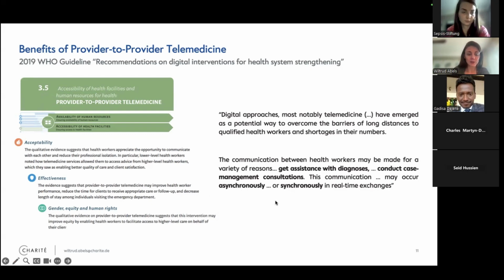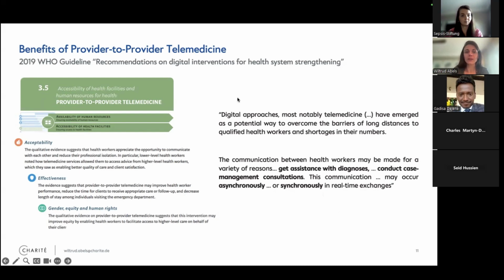Telemedicine also has an element of improving gender issues and inequities by the sheer accessibility of it. So telemedical interventions may improve equity by enabling healthcare workers to facilitate said access to higher level care for their patients.